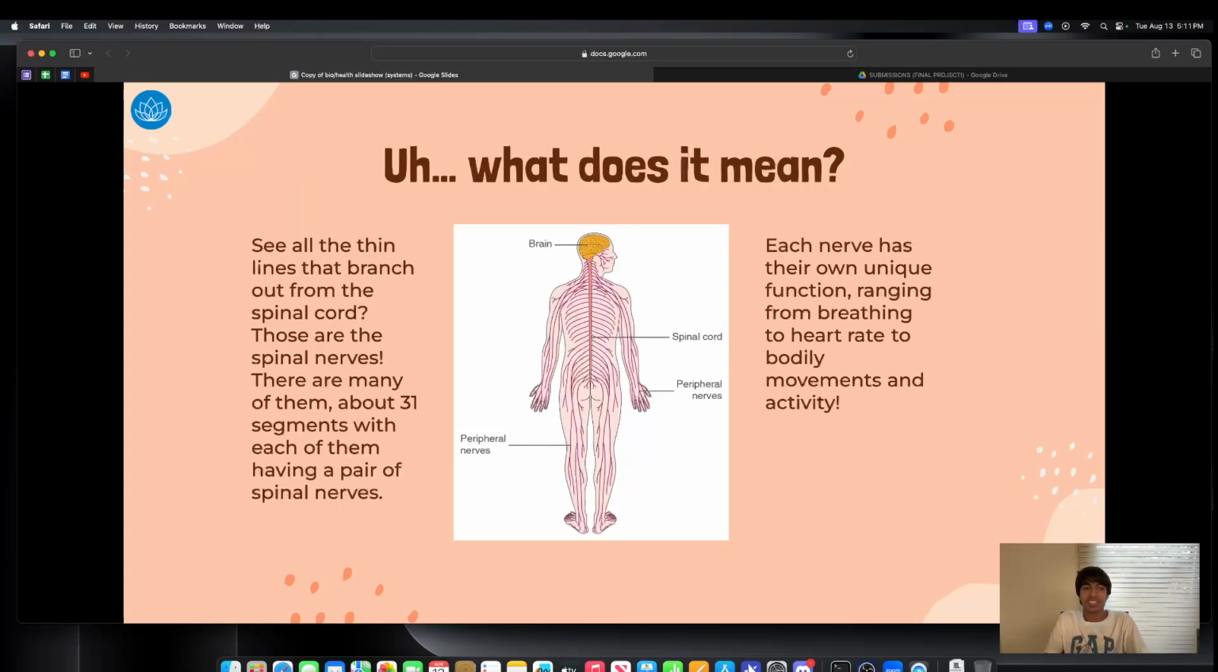So what does this mean, right? So see all of the thin lines that branch out from the spinal cord? You see all of those? They are the spinal nerves. There are about 31 segments of them, each having their own pair of spinal nerves. And each nerve has their own unique function, ranging from breathing to heart rate to bodily movements and activity. So please write that down.